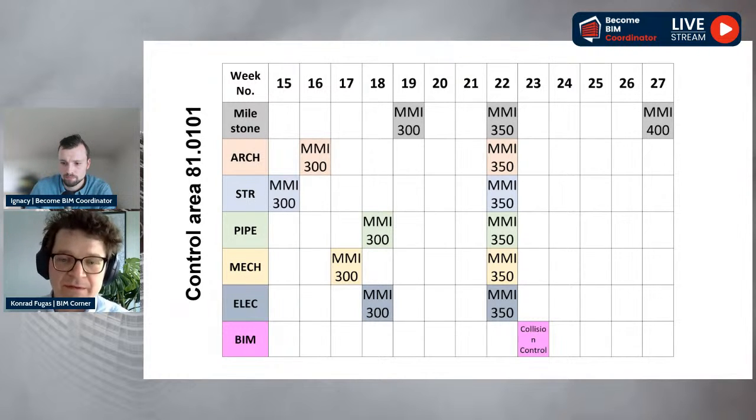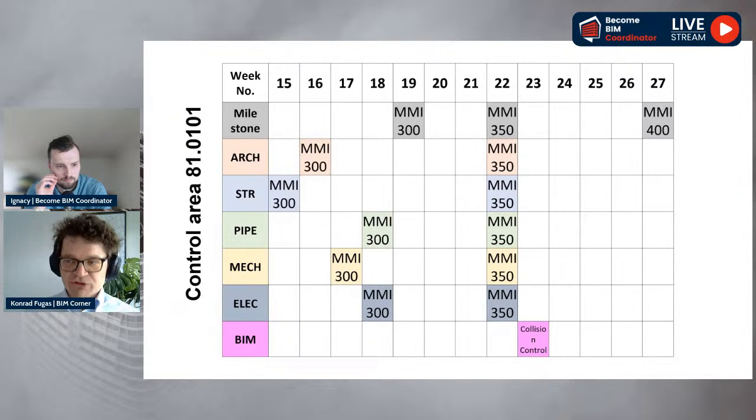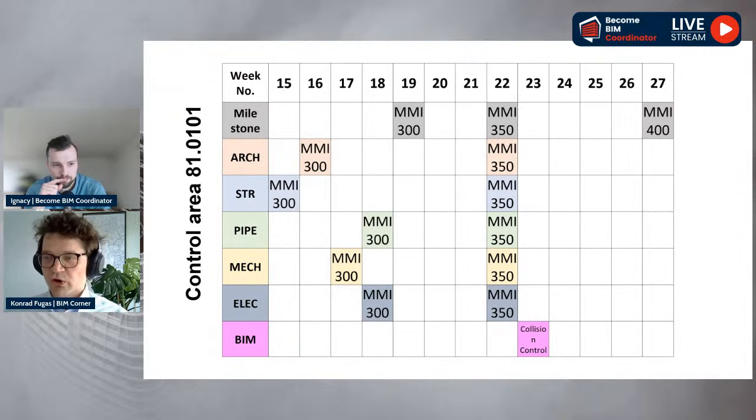And also here is one important remark. The whole model doesn't have to be MMI 350 before the multidisciplinary coordination. We talked about control areas and we checked the model by control areas. So if we are checking first floor in building 81, we are interested only in the first floor of building 81, and the second, third, fourth, or whichever other building can have different status codes. That's why it's so important to use all those three properties together.